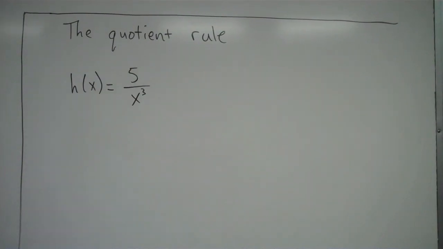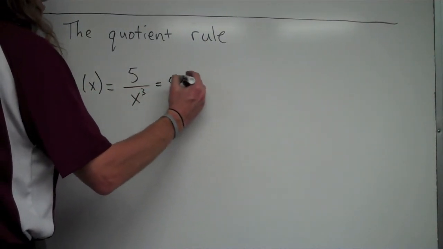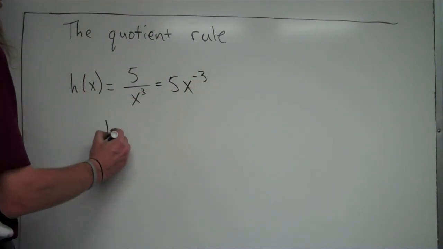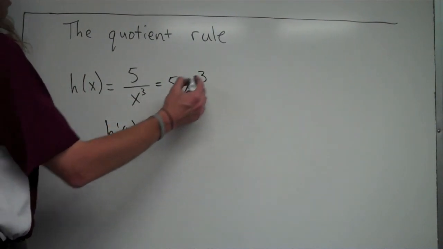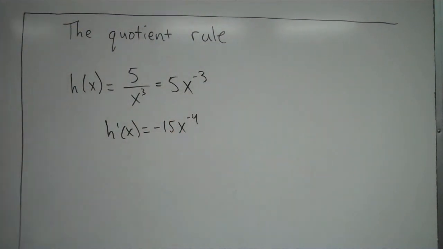Let me show you a quick example of somewhere you could use the quotient rule, but it's going to be more work to do so. I've seen people apply the quotient rule to a problem such as this, which is fine. You can use the quotient rule and get the correct answer. But it would be much easier, in my opinion, to rewrite this as 5x to the negative 3, and then just use the power rule, and you get your derivative very quickly. It would be negative 15x to the negative 4. So again, that's an example where probably your best bet is to just rewrite it as opposed to using the quotient rule.